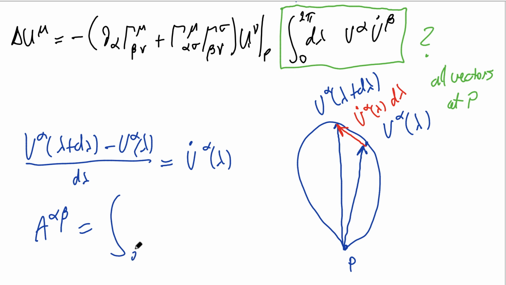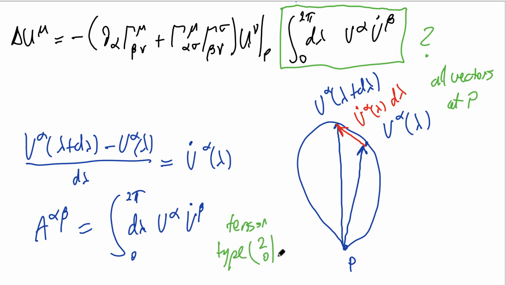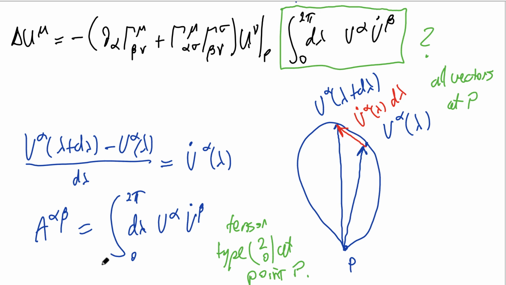So A alpha beta is the integral from 0 to 2 pi over d lambda of V alpha V dot beta. This is a tensor of type (2,0) at point P. And because this tensor A is constructed from vectors that span the loop, A defines the plane of the loop.